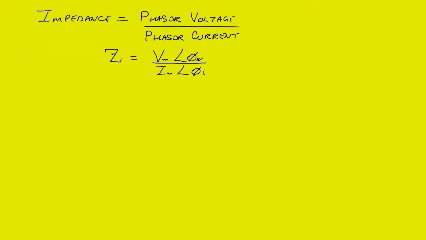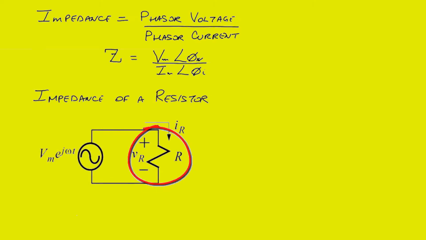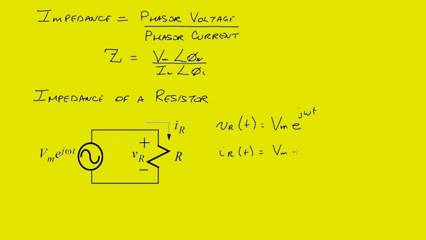We'd like to now take a look at how to determine the impedance of our three passive elements, and we'll start with the resistor. Here we have a resistor R with a sinusoidal voltage applied across it, and we'd now like to find the impedance of this resistor. First, we'll start by saying the voltage across our resistor, v_R, will be given by simply the amplitude of our voltage, Vm e to the j omega t. The current through the resistor, we all know from Ohm's law, i(t), is simply the voltage divided by the resistance, so we can write Vm e to the j omega t over R.